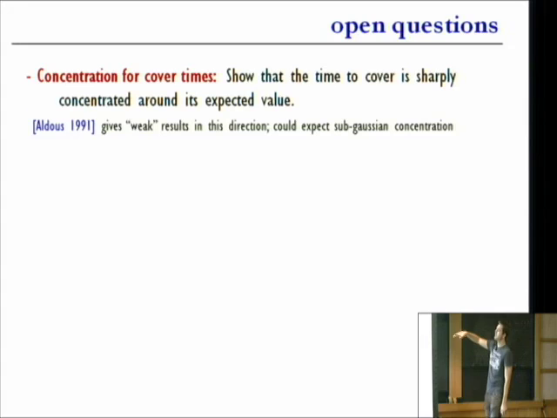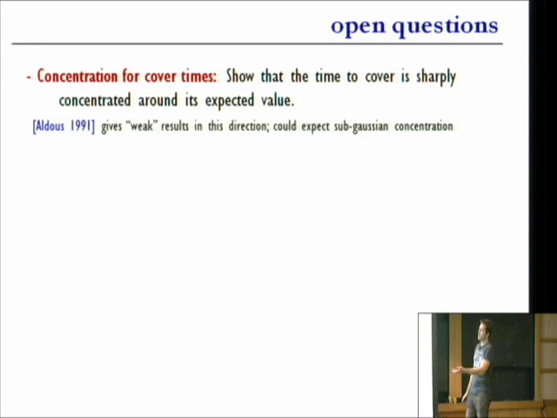Let me mention two questions that have been open for longer and are pretty interesting. One is to show that, once you have this connection between cover times and Gaussian processes, you should be able to get certain kinds of properties. You could hope that the cover time has some kind of sub-Gaussian concentration. The only concentration known for cover times is very weak, and the proof is quite delicate.